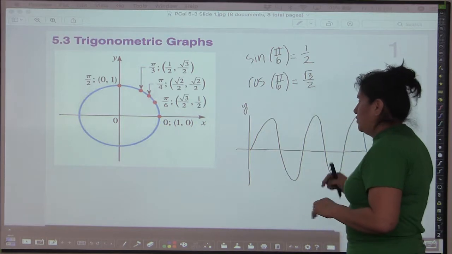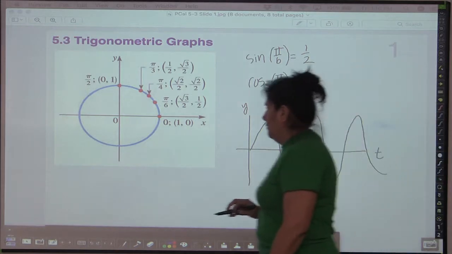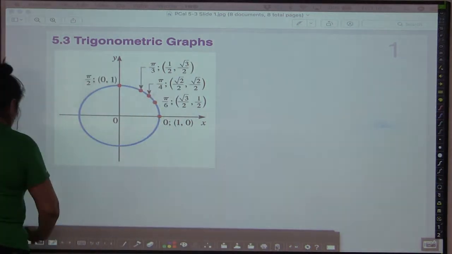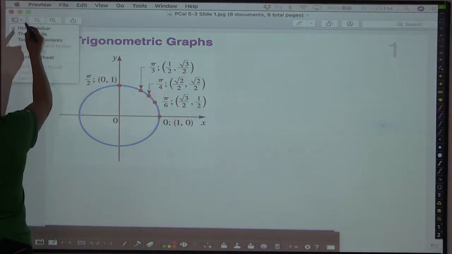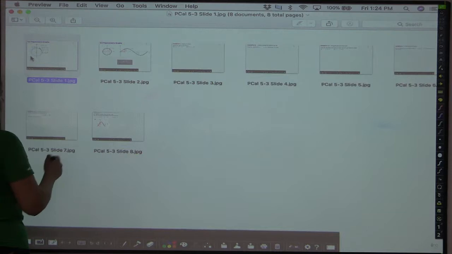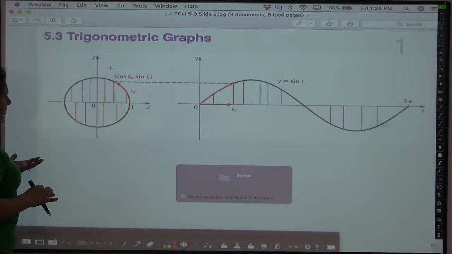So that's kind of what these graphs are going to look like, but I want to get you to see how that's going to happen. And the good news is that when you graph these functions, they are very systematic. So there's a way to graph them all the time. This is another image that will help you see what I'm talking about.